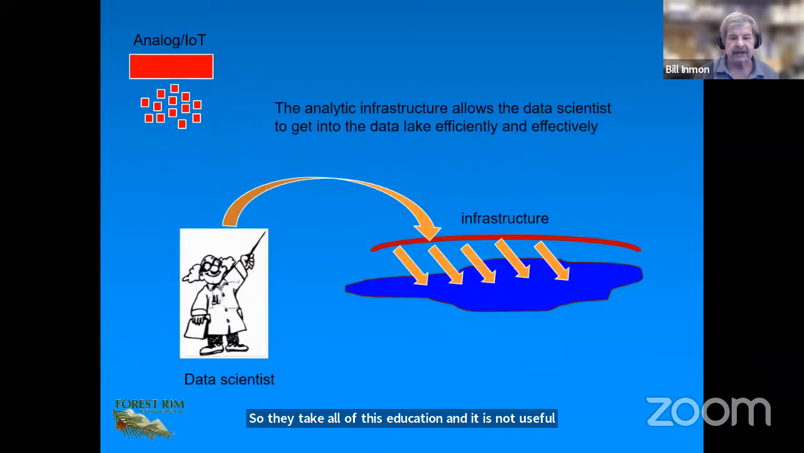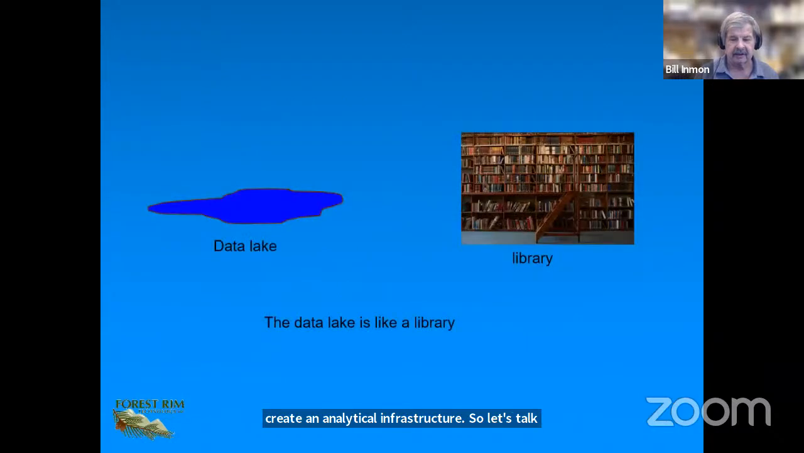So what do we need to do to make the data scientist an effective person? What we need to do is, the first thing we need to do is create an analytical infrastructure. So let's talk about this analytical infrastructure. The best way I can describe the analytical infrastructure is like a library.